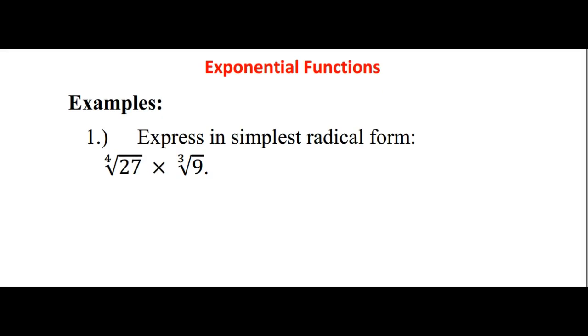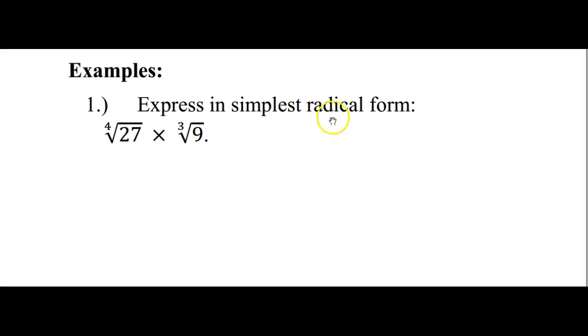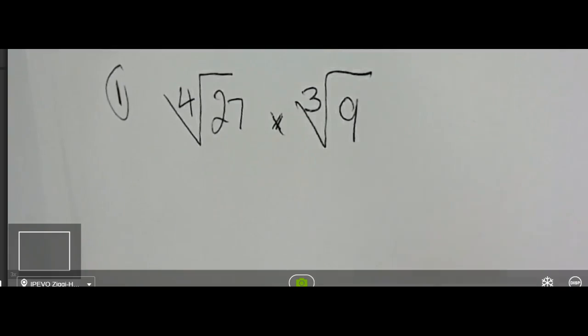Number 1. Express in simplest radical form. So they want us to leave our answer in radical form. So we cannot use a calculator here to simplify this and multiply. We have to work between exponent and radical to find our answer. Okay, let's look at that.